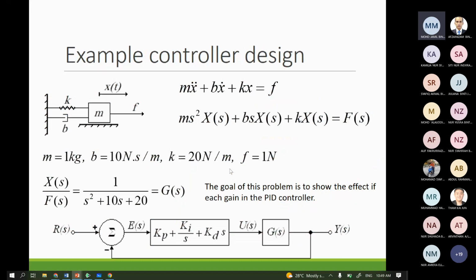So let's look at some example of controller design. Okay, so let's say you are given this translational mechanical system. So you can derive the transfer function, and this transfer function is your plant, okay, your plant system. So you want to control the plant by adding the PID controller here, Kp plus Ki over S plus Kd times S.